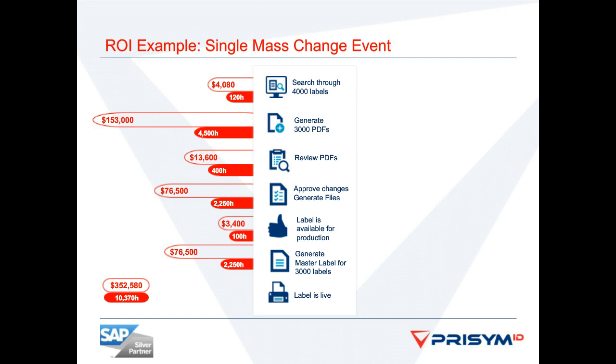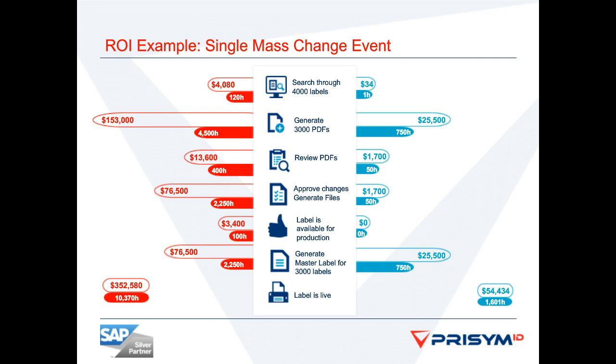Now, when they plugged in the similar process against how it would be done in a Prism ID environment, what they found was there's a significant saving doing it for the same number of labels, for exactly the same change, because they could benefit by reducing hugely the amount of time taken to do some of these tasks. They were able to realize a significant cost, nearly $300,000 worth of savings in the cost of making that single change.